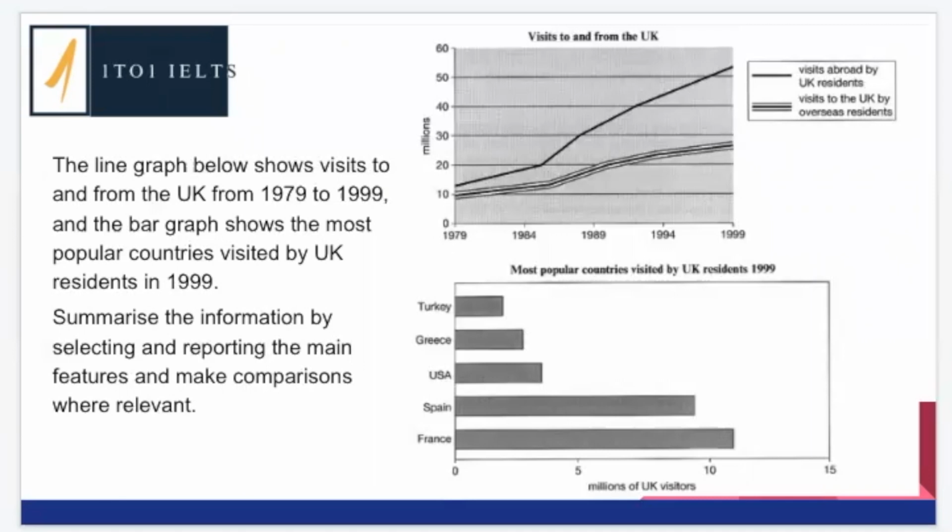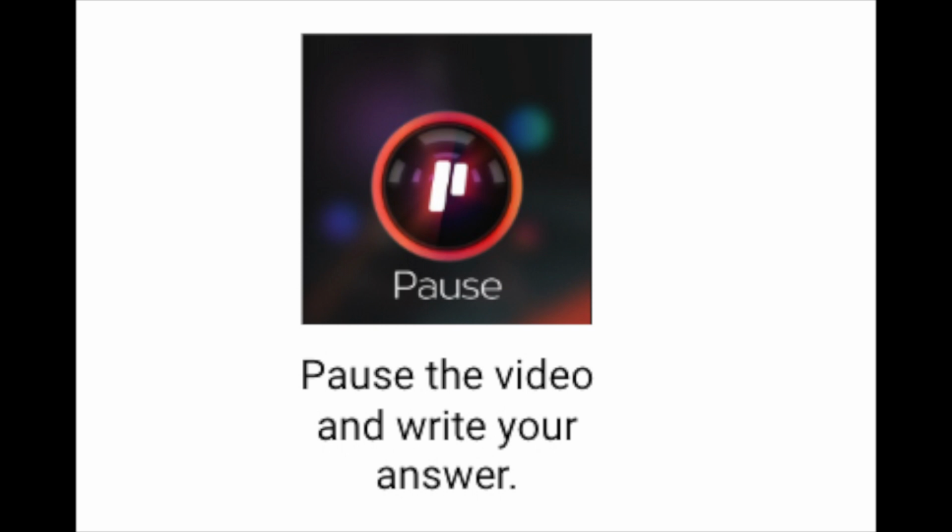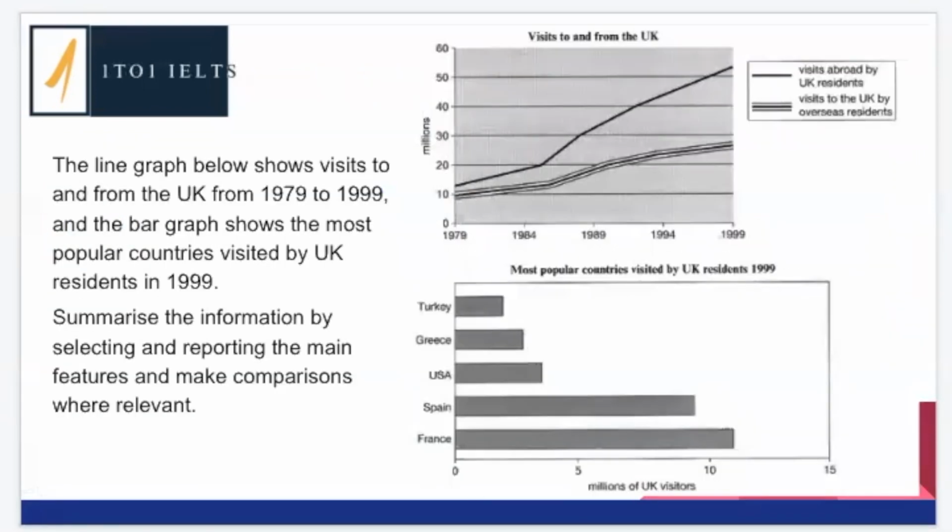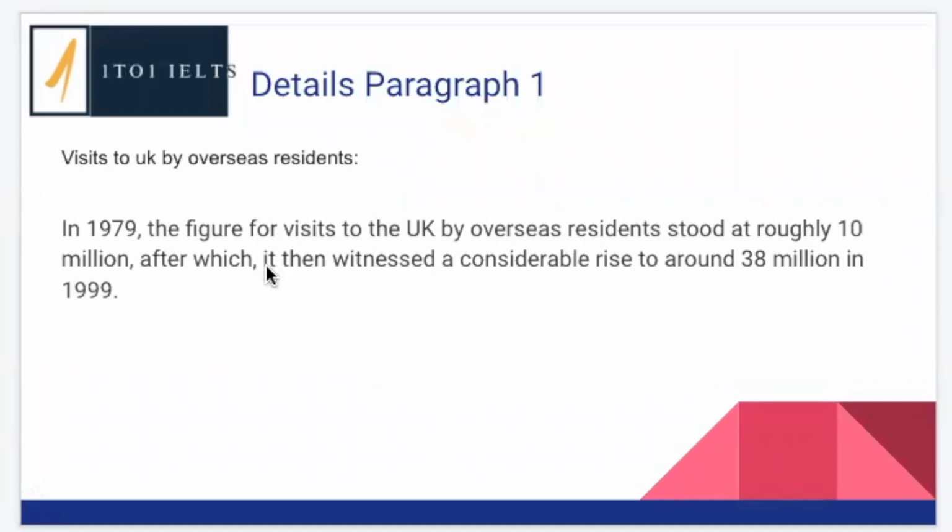So once again, over to my students. Visits to the UK by overseas residents. So let's start off looking at this one. In 1979, excellent, the figure for visits to the UK by overseas residents stood at roughly 10 million. Yep. After which it is referring to the figure, so yeah, this should be singular. It then witnessed a considerable rise to around 38 million in 1999.